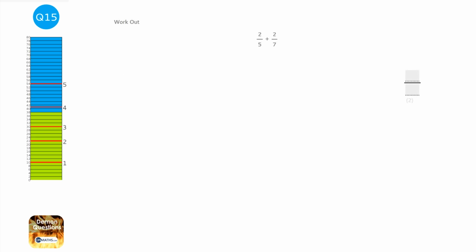When adding fractions, it's not as easy as the other operations. So with fractions, you need to make the bottoms the same. So the first thing you need to do is find the lowest common multiple of the two numbers at the bottom. So the lowest common multiple of 5 and 7. Well, we can just quickly do the times tables.